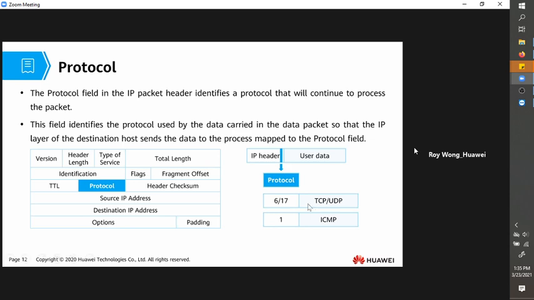Then the next, this is the protocol. Okay, so protocol mentions what is your next header after the IP header. Seterusnya after the IP, apa protocol lekat ke sini.